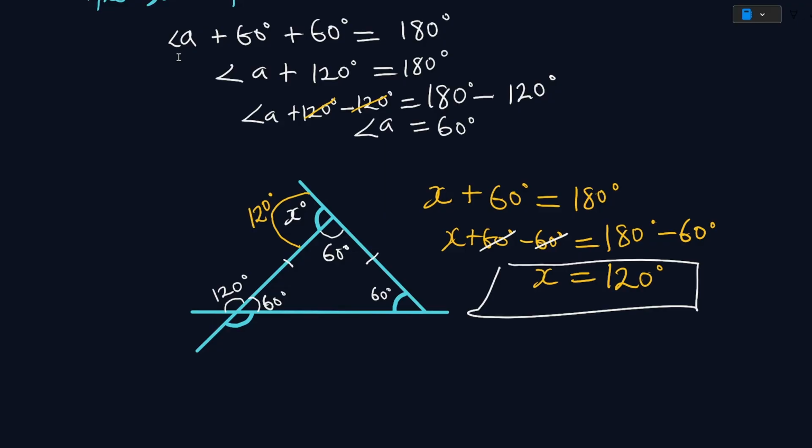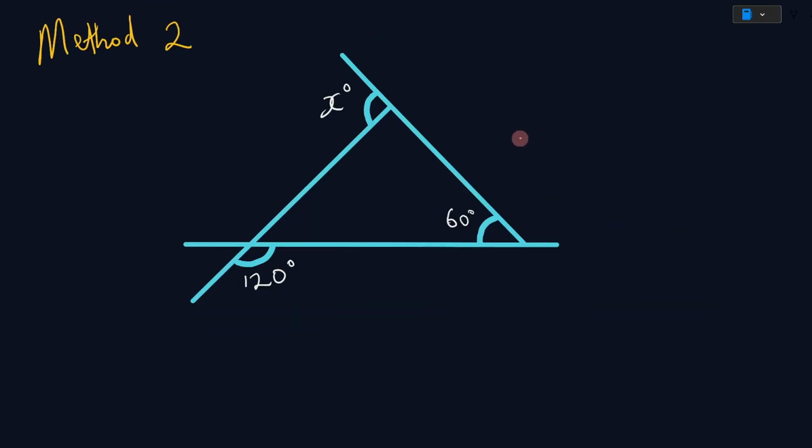Now let's look at the second method. In method 2, we will apply the already known theorem that we used in method 1, and then we will introduce another theorem that will help us to find x. And this method to me is faster and easier. So let's get into it.